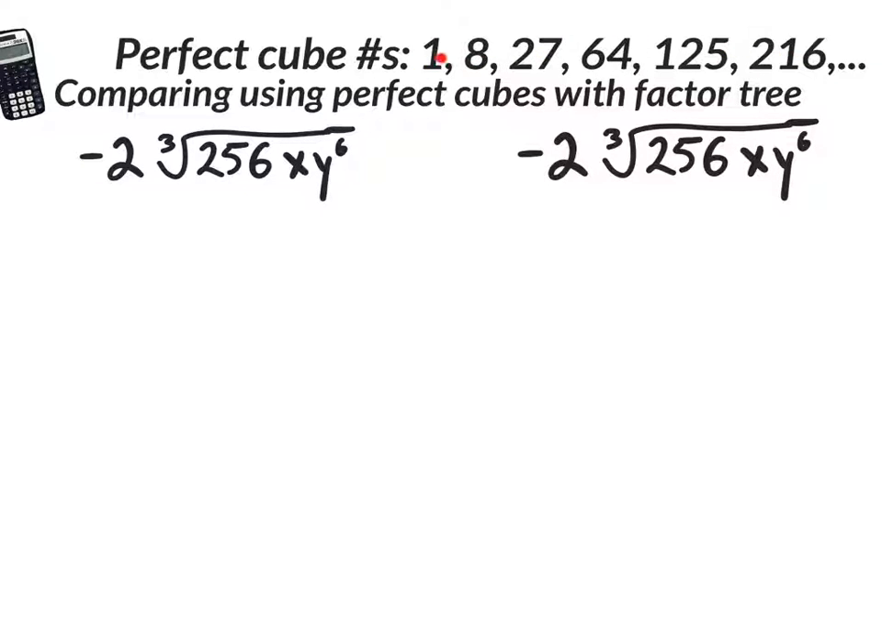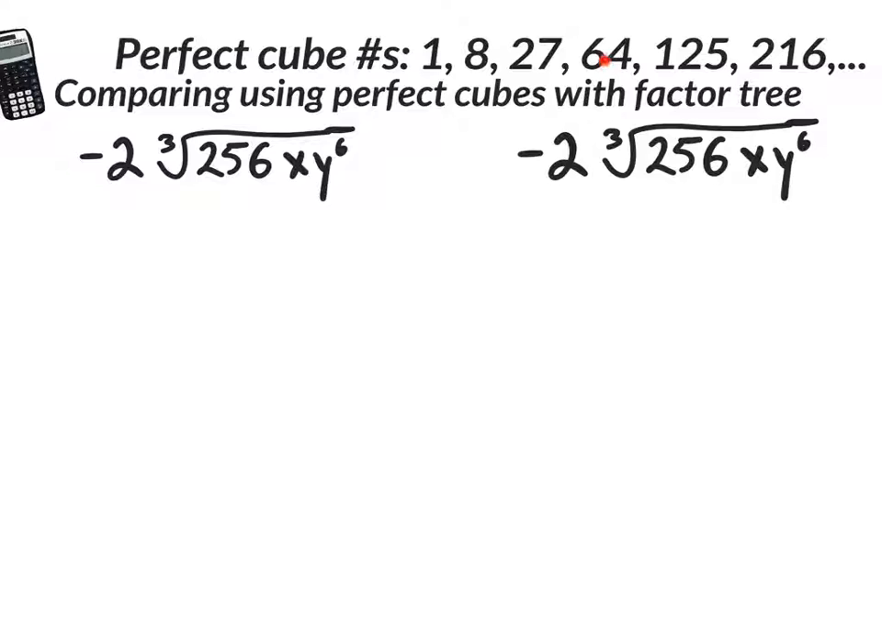Now, why do I write these perfect cube numbers? Because I want a perfect cube number inside a cube root. Because when I take the cube root of a perfect cube number, it's a nice, beautiful answer. Like, what's a cube root of 8? Tell me, guys, what's a cube root of 8? 2. Yeah, exactly, 2.